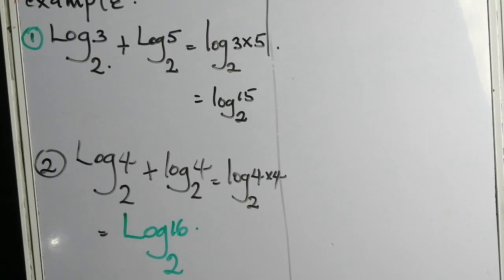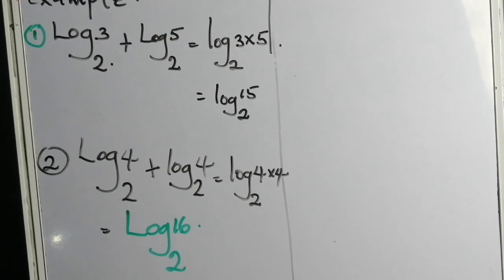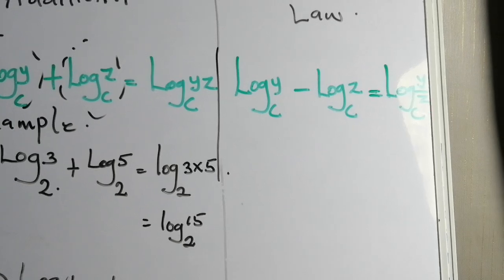So what do you do? Pick one base, which is log 2. Then because it's plus that is there, because it's the addition law, you multiply the values. That is 4 times 4 to give you 16 for example 2. Then for example 1, you have 5 times 3, which is 15.